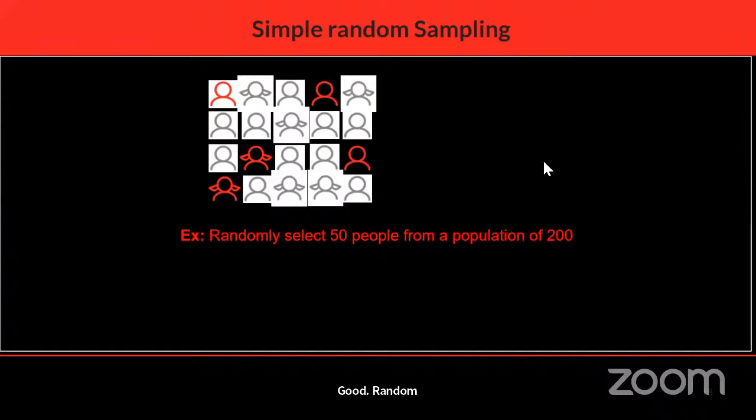Systematic. Okay. This is an example of simple random sampling. Select, as I explained, 50 people from a population of 200 randomly. Probability means everybody has a chance of being selected. It's not biased.